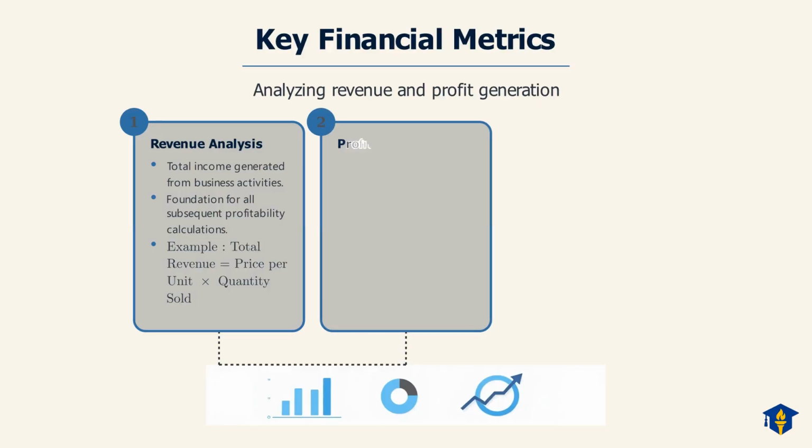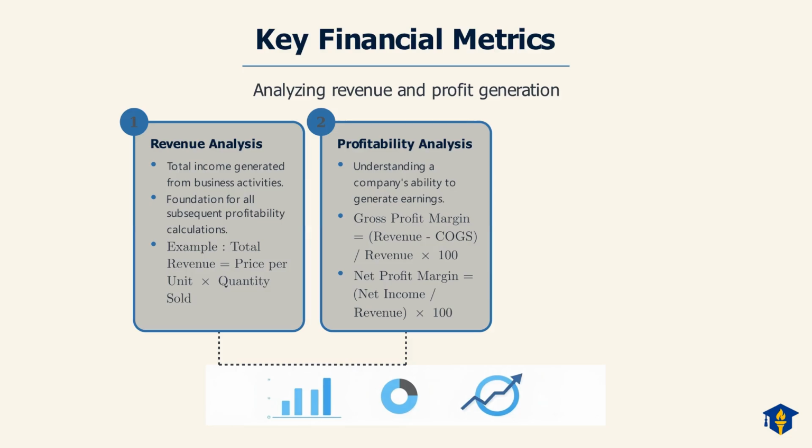Next, profitability analysis helps us understand a company's earnings. This analyzes how effectively a company converts its revenue into profit. Gross profit margin is calculated as revenue minus COGS divided by revenue, all multiplied by 100. Net profit margin is net income divided by revenue multiplied by 100.